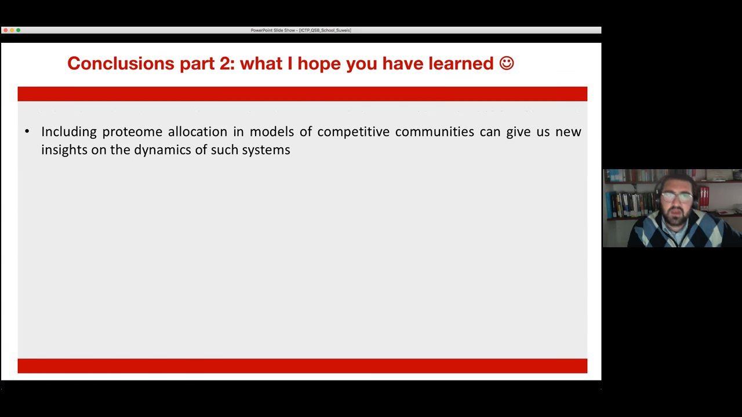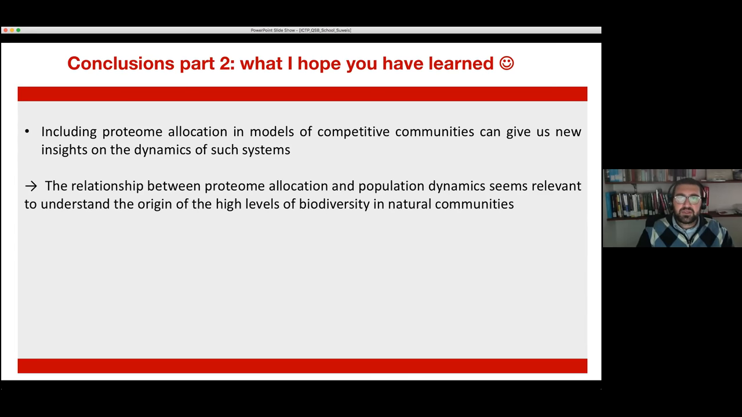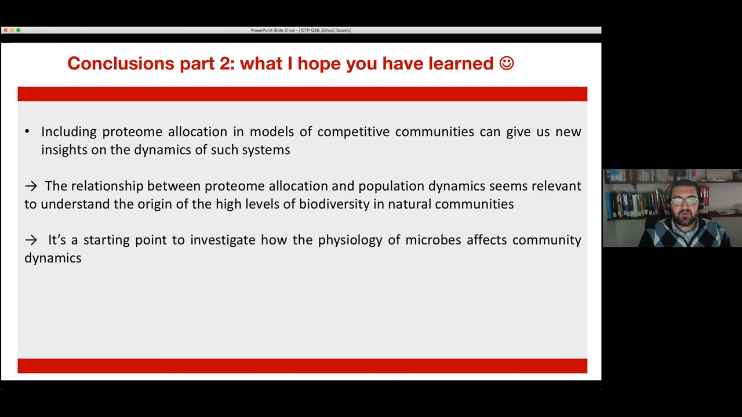So the conclusion of this part and the overall talk is that including protein allocation models of competitive communities gives us new insight on the dynamics of bacterial communities. The relationship between protein allocation and population dynamics seems relevant to understand the origin of the high level of biodiversity. So here we have a microscopic ingredient, a microscopic process that has an impact on the macroscopic coexisting pattern of the community. It's just a starting point, but it's a starting point that bridges physiology of microbes to community ecology.